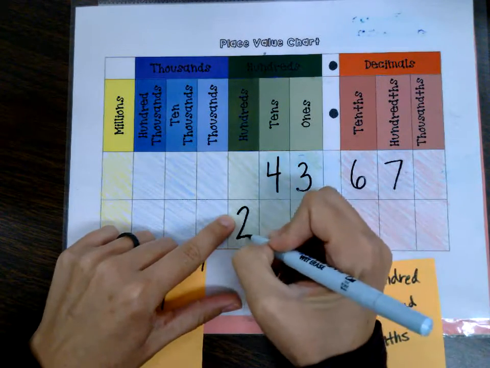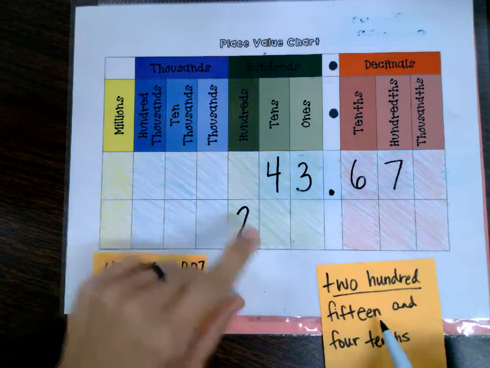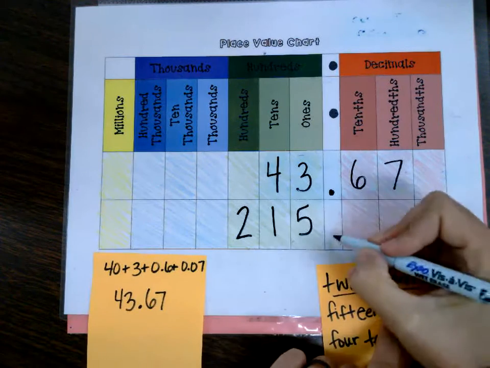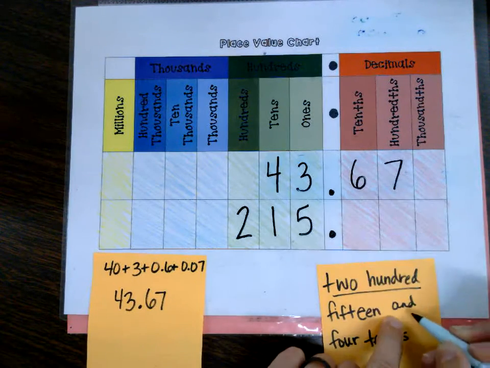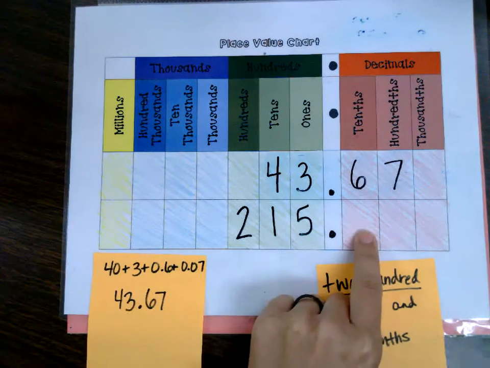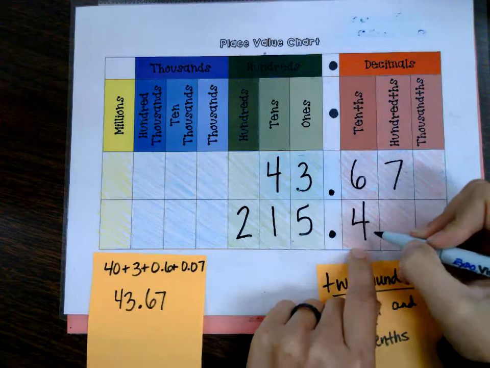I have 200, 15, and that "and" is that huge hint that I need that decimal. 4/10. So I hear 4 ending in the tenths place. So my 4 goes here.